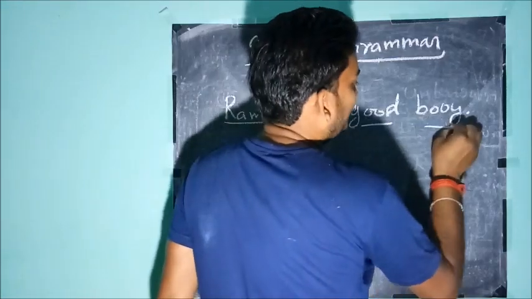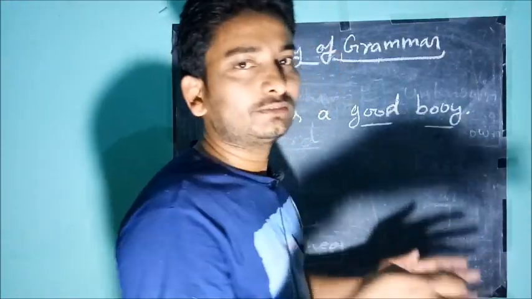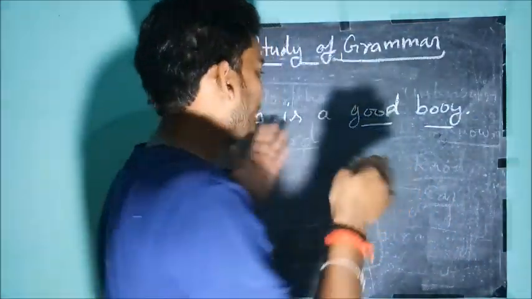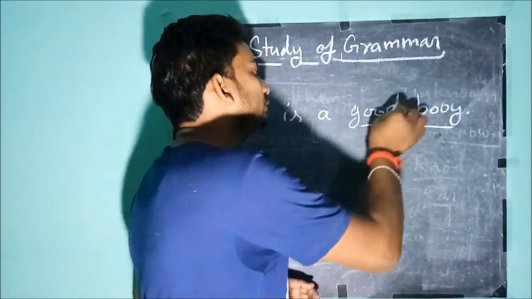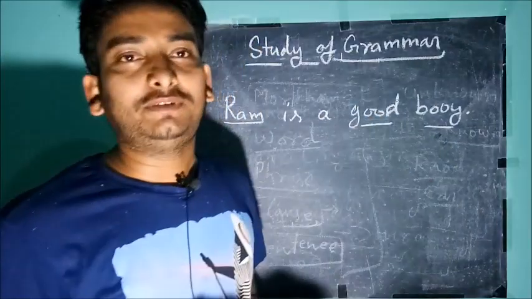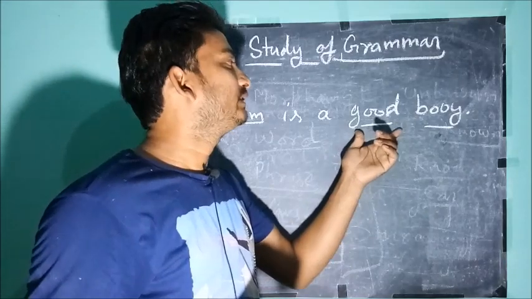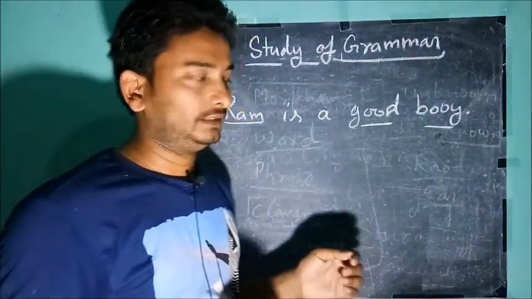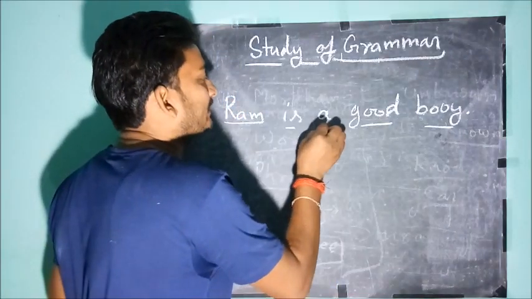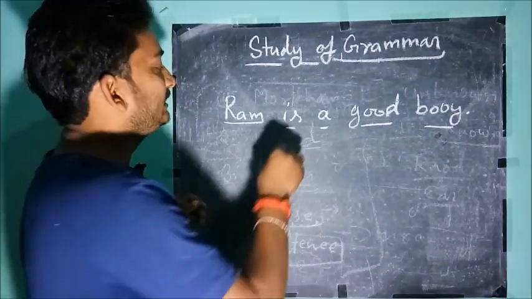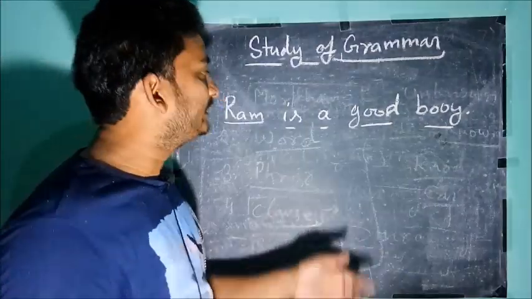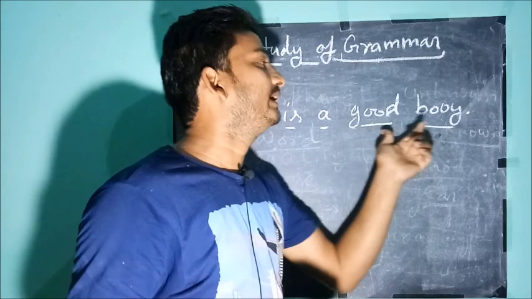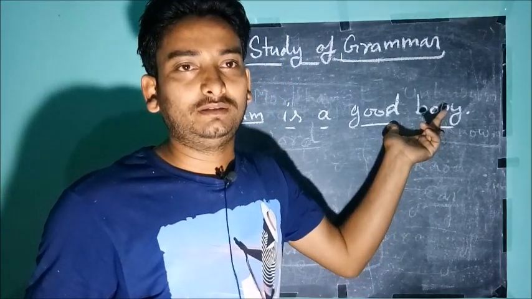Here is good and boy. Boy is some person, Ram, and good is the adjective for the boy. It tells the quality of the boy. But what are "is" and "a"? "Is" tells the tense of the sentence, and "a" determines the number of the boy.